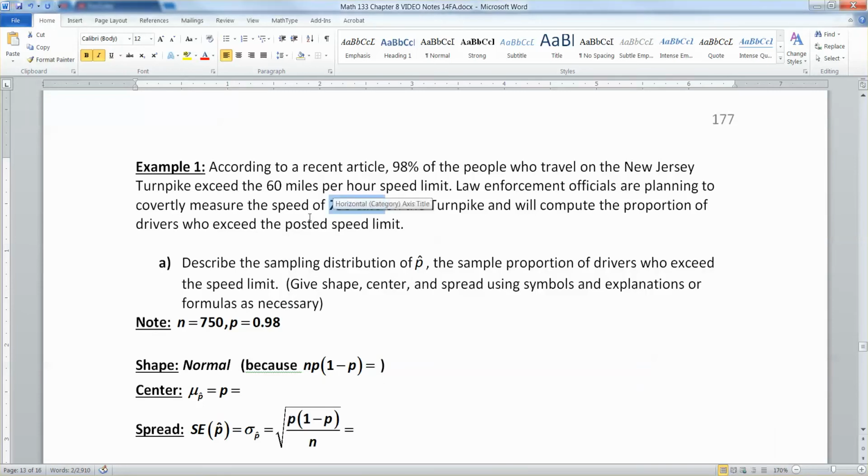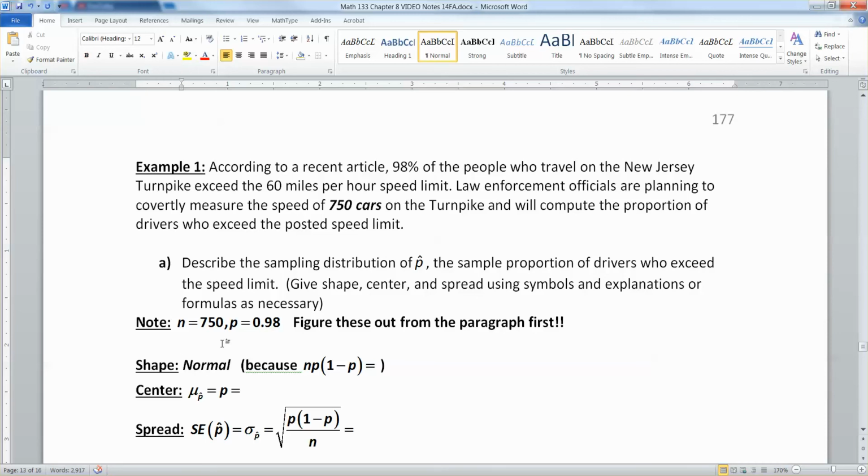Now the 60 has nothing really to do with it. 60 is just letting you know what your mile per hour speed limit was. So it's a good idea to figure these out ahead of time. Figure these out from the paragraph first before you answer any questions.